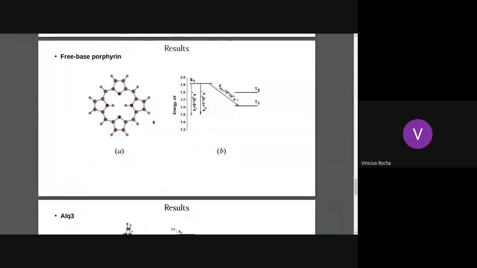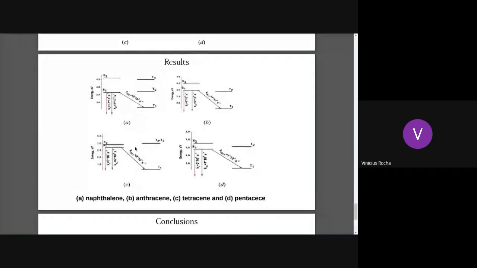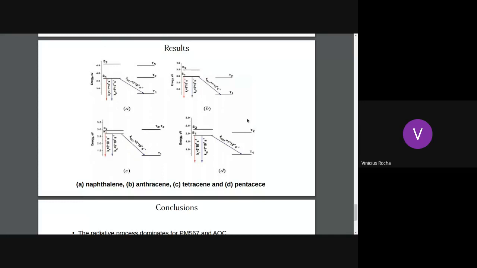Here we have the free-base porphyrin. They calculate that the rate constants for the non-radiative transitions of intersystem crossing and internal conversion are underestimated, as they say, compared to the experimental results. We have the results for the Alq3 and the Ir(ppy)3. And here we have the results for naphthalene, anthracene, tetracene, and pentacene. Here we just did these calculations to compare with the experimental results that were known.